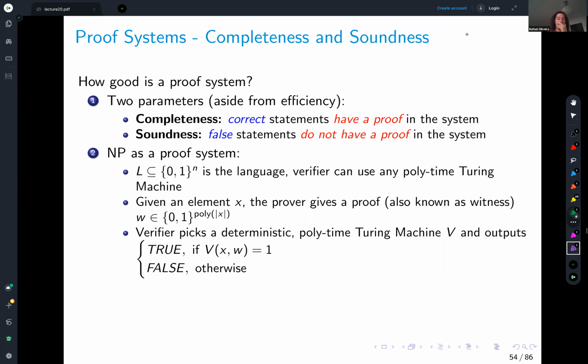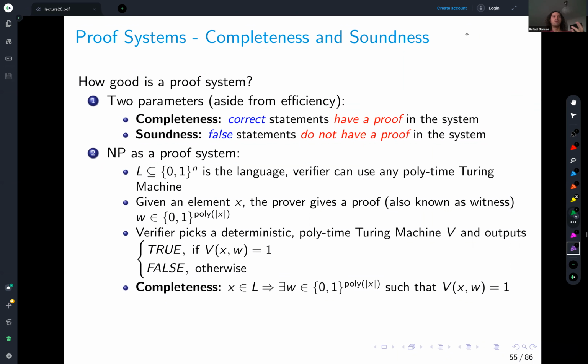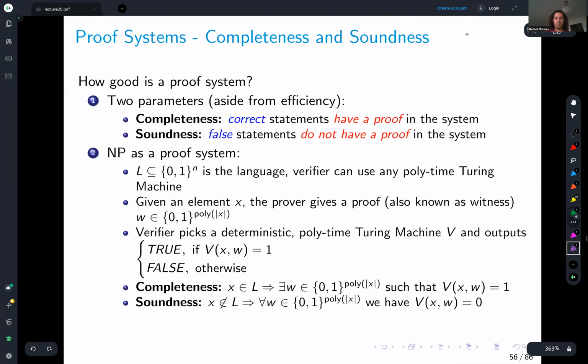So again, if we have NP as a proof system, we know that NP is complete, right? Because if X is in the language, which means that it's a correct statement, by definition we know that there will be a witness of polynomial size such that the verifier will accept. And is NP sound? It's sound. It is also sound because we know by definition of NP that a witness exists if and only if X is in the language. So if X is not in the language, we know that for any witness, the verifier will reject. Does that make sense?